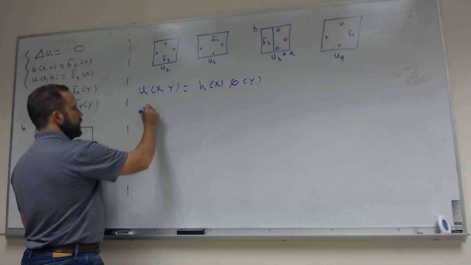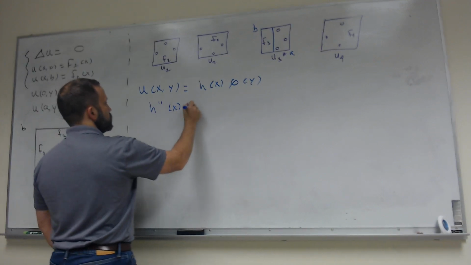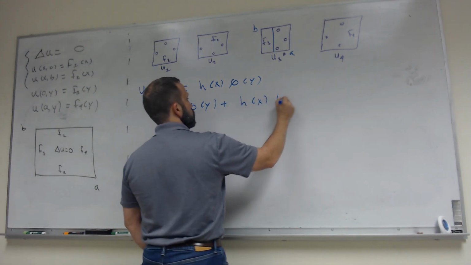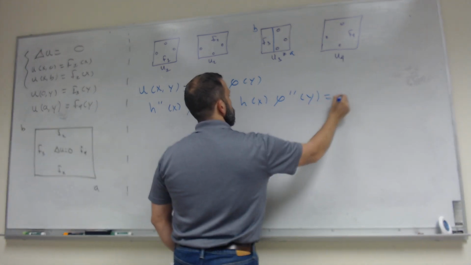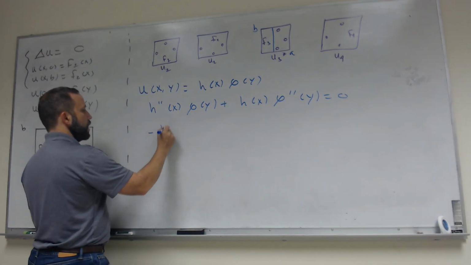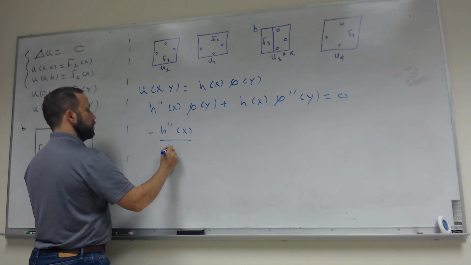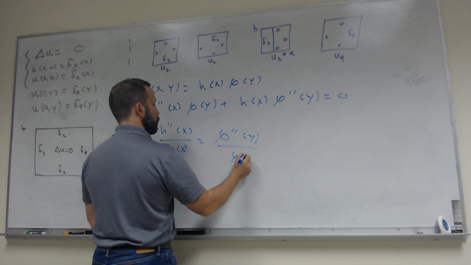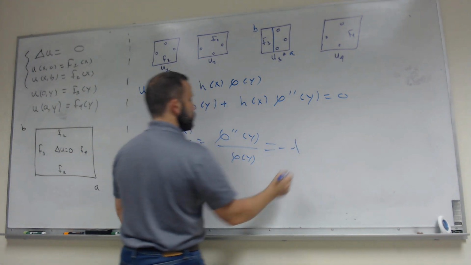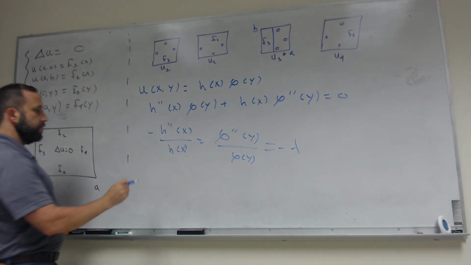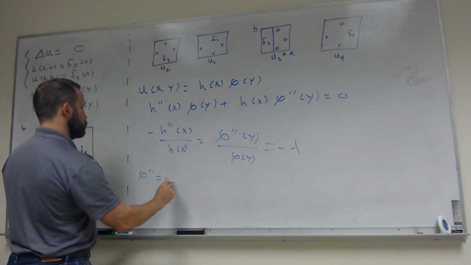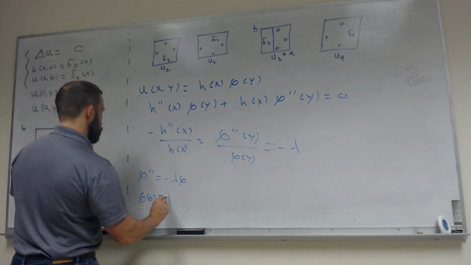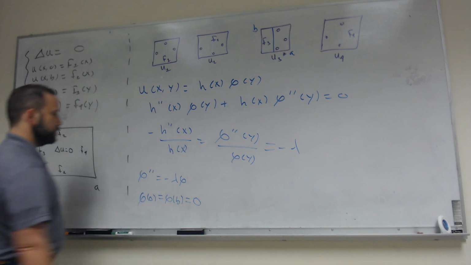Plugging this into the PDE is going to give h double prime of x times phi of y plus h of x times phi double prime of y is equal to 0. Rearranging, we're going to get minus h double prime of x over h of x equals phi double prime of y over phi of y, and this is going to be equal to minus lambda. If I just look at the phi equation, we're going to have phi double prime is equal to minus lambda phi. And now the boundary conditions are going to be phi of 0 equals phi of b equals 0.